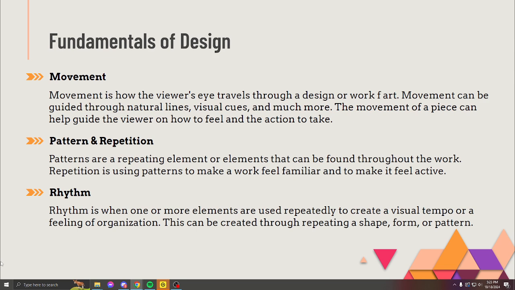Rhythm is something else where we use repetitive elements. So rhythm is when one or more elements are used repeatedly to create a visual tempo or a feeling of organization. This can be created through repeating a shape, form, or pattern. So think of that building again. It used a repetitive form of a triangle, square, or diamond to give us an idea of how to visually look across the building, how to visually look down it, and to give us this rhythm or tempo to the building.